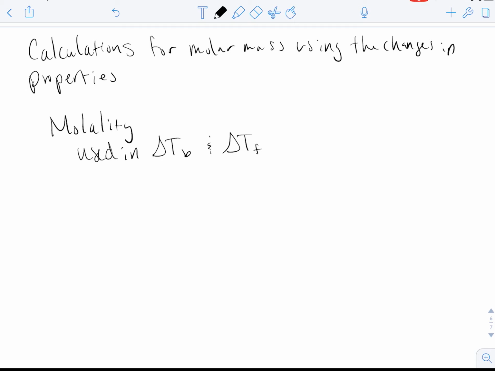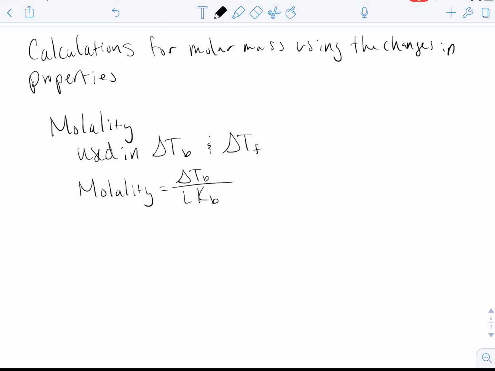So we can solve for molality by rearranging our colligative properties equations. Rearranging the boiling point elevation equation, we get molality is equal to our boiling point elevation over i times our molal boiling point elevation constant.